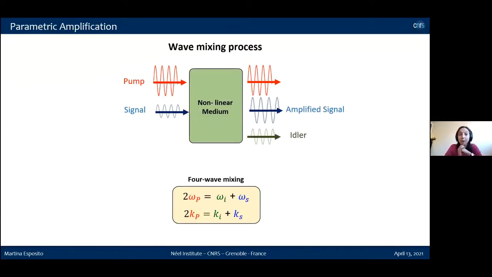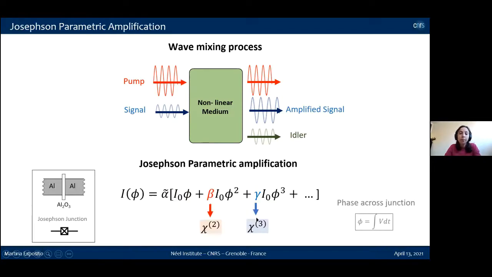Our amplifiers are parametric amplifiers. So in parametric amplification, you have a wave mixing process, and typically this is true in general for all parametric amplification processes. You have a nonlinear medium, and your signal is getting amplified thanks to the energy provided by a pump field and via the generation of an idler field. For example, in the case of four-wave mixing amplification, you need to verify the energy conservation relations and the momentum conservation relations in order to have optimal amplification. So in Josephson parametric amplification, our nonlinearity is coming from some Josephson element, so an element which contains a Josephson junction.